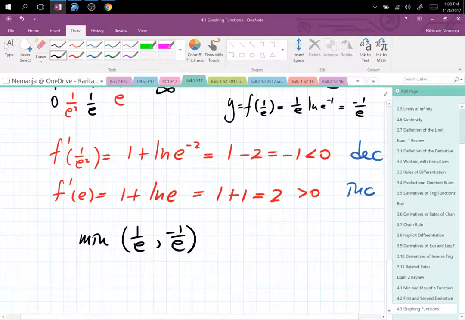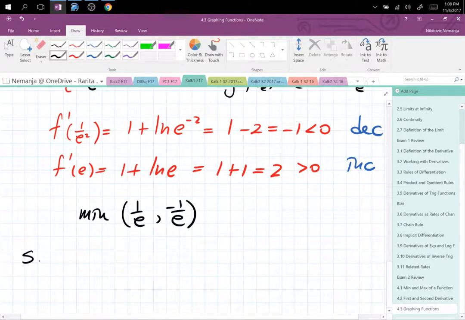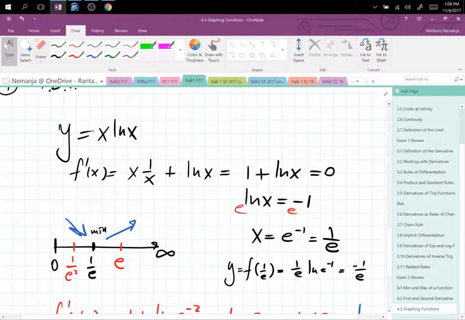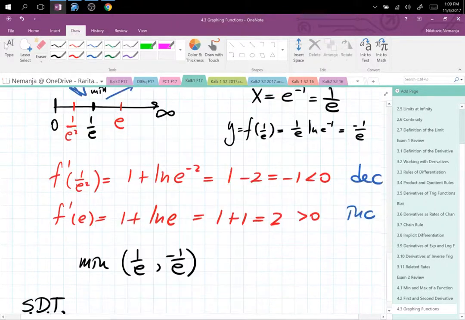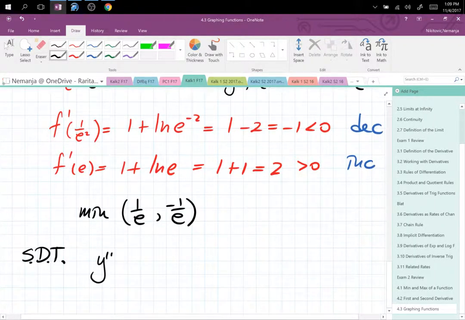Second derivative test. We need a second derivative, which is just 1 over x. Right, the first derivative is 1 plus ln x. The derivative of 1 is 0. The derivative of ln x is 1 over x. So there we go. We set this equal to 0 to solve for inflection points, and we come up with the equation 1 equals 0, which is no solution.